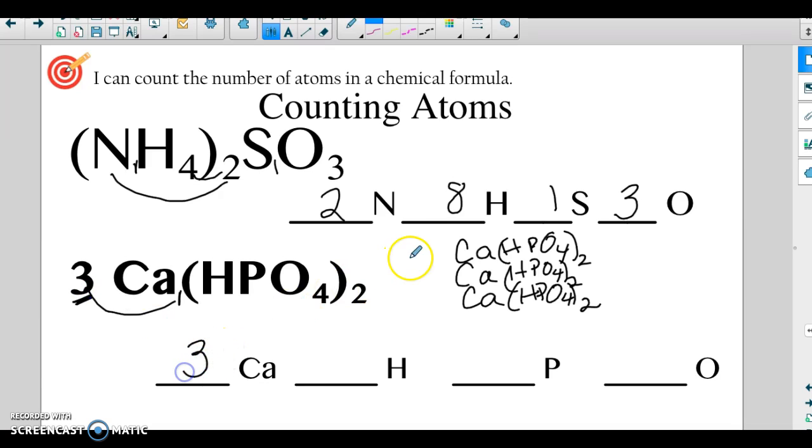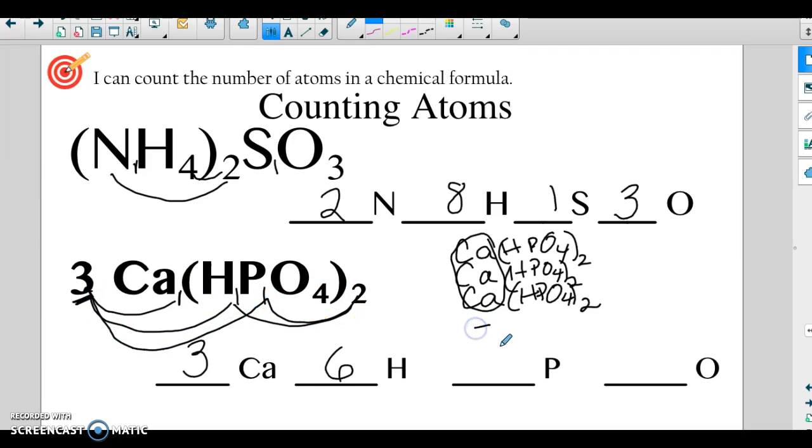So I have 3 calciums, and you can see that over here in my picture that I have 3. And then now I'm going to remember that there's an implied 1 here and here. So 2 times 1 for 2 hydrogens, but then I also want to multiply it by 3. So there's 6 hydrogens. Similarly, 2 times 1 for the phosphorus, so there's 2 again times 3, or 6 phosphorus. Oxygen, 2 times 4 is 8, times 3 is 24.